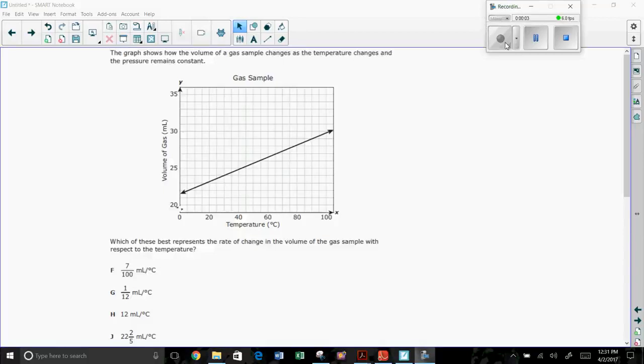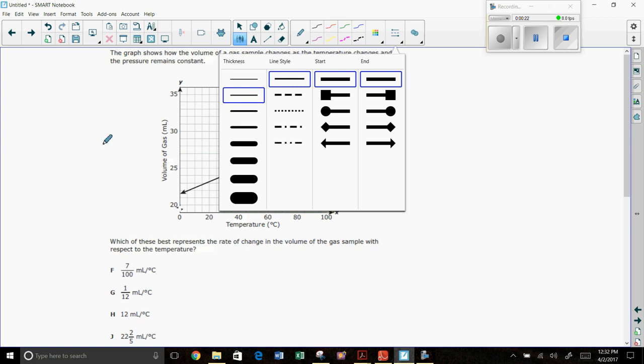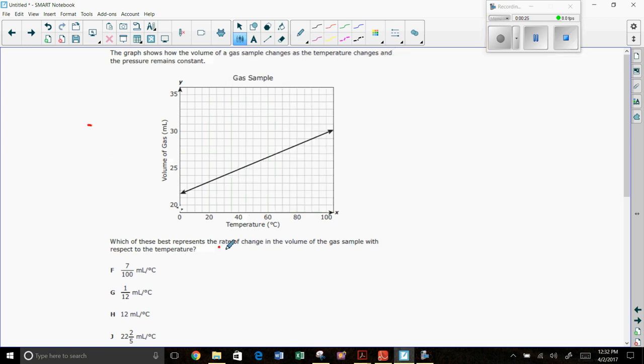The graph shows how the volume of the gas sample changes as the temperature changes and the pressure remains constant. Which of these best represents the rate of change in the volume of the gas sample with respect to the temperature? Okay, so what we're going to end up doing first is let's see what they're asking us. They're asking for the rate of change. Now, when we talk about the rate of change, that is another word for the slope.